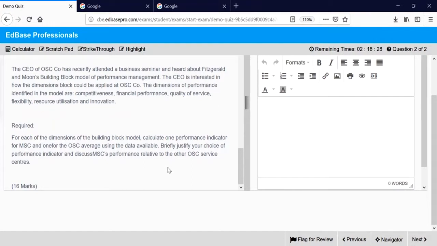Briefly justify your choice of performance indicators and discuss MSC's performance relative to other OSC service centers. Now, this is a 16 marks requirement, and for a 16 marks requirement, you need very thorough thought. You have a word processing tool to answer these questions. First, you need to understand the requirement very carefully. Now, let me help you break down the requirements.